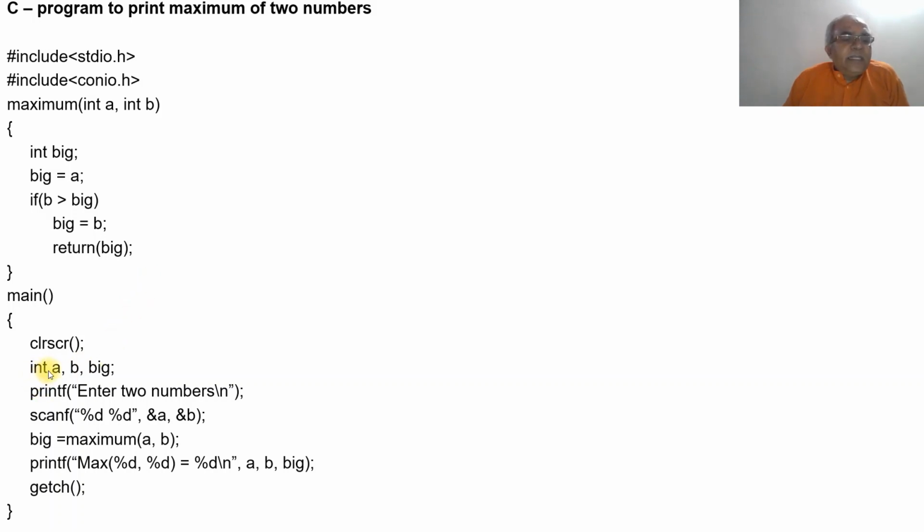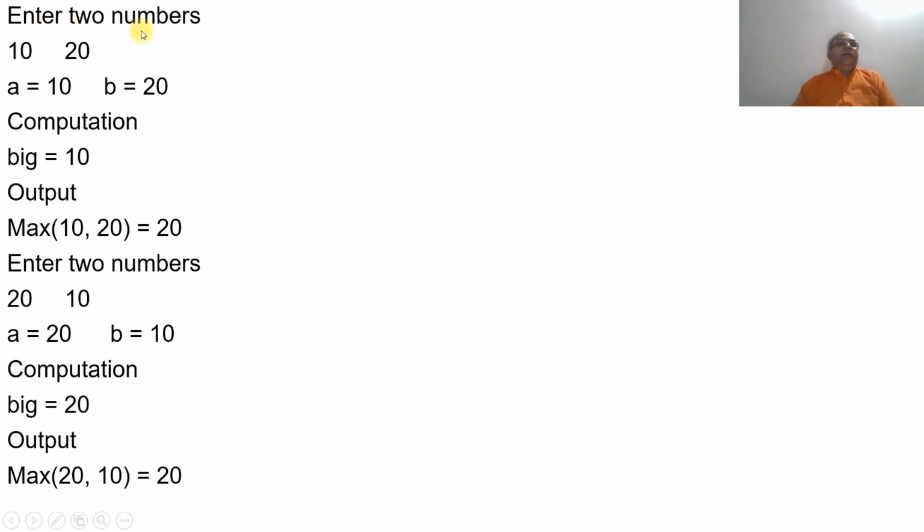The two numbers have to be integer values, so I am declaring a and b as integers, and for the greater value that I need to print, I am going to use one more variable, which is big. So printf, enter two numbers. scanf %d with &a and &b. big is equal to maximum of a comma b. Then printf the maximum of the two numbers which you are entering, out of which the big one will give the value. Then the getch function.